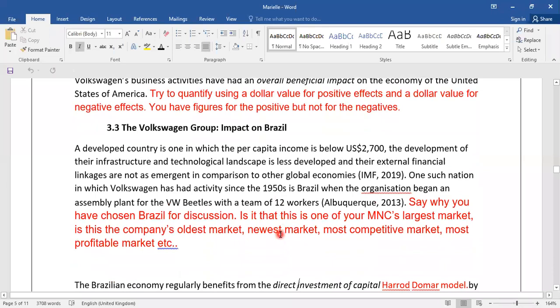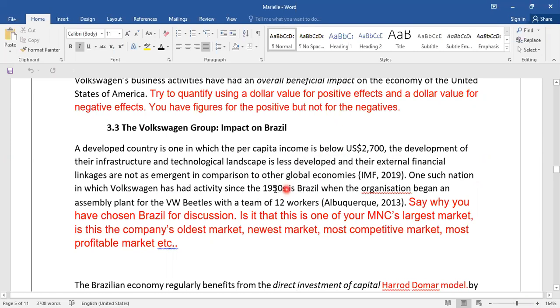A developed can develop. You mean developing? This is an error. So it should be a developing country, Maria. A little error here. A developing country is one in which the per capita income is less than 2,700 and so on. Their infrastructure and technological landscape is less developed and their external financial linkages are not as emergent in comparison to global economies. An excellent definition. I like it. One such nation is Brazil.